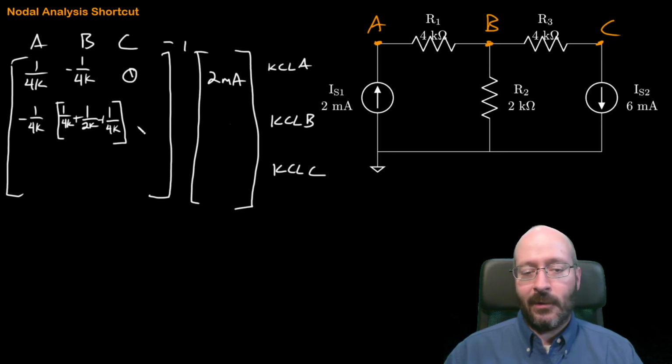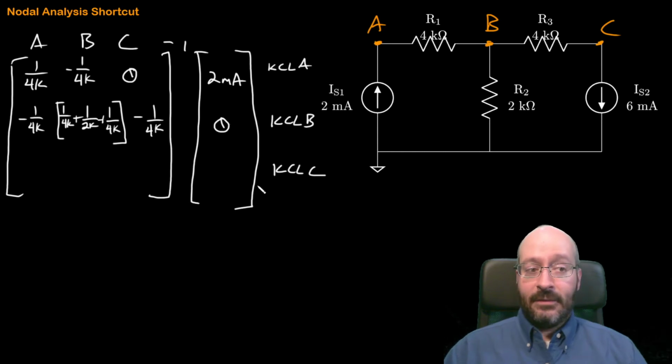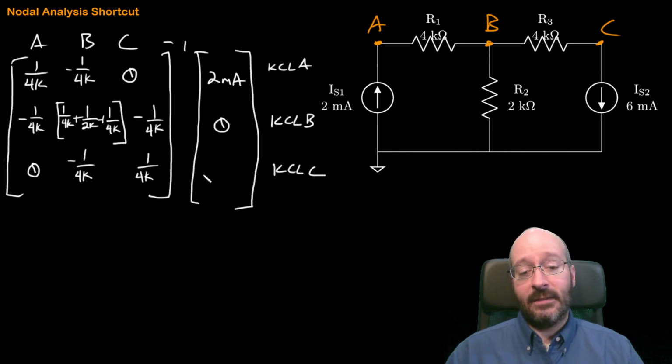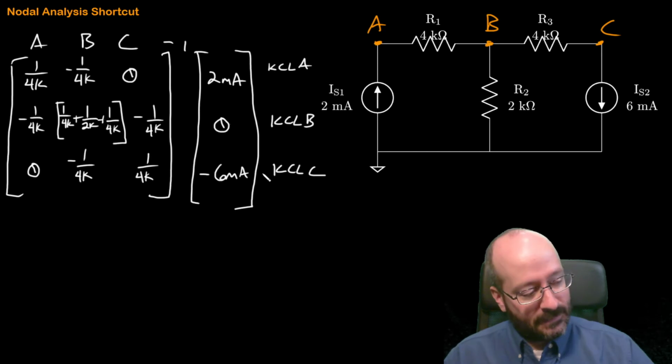What's connected to B that's also connected to C? We got negative 1 over 4K from R3. There are no current supplies connected to that node, so it's 0. Last one, what's connected to C that's also connected to A? Nothing. What's connected to C that's also connected to B? It's only R3 again, so it's negative 1 over 4K. And then what's connected to C? So it's going to be positive 1 over 4K. We've only got 1 there now because we have this current supply. That current supply is leaving C, so it's going to be negative 6 milliamps.